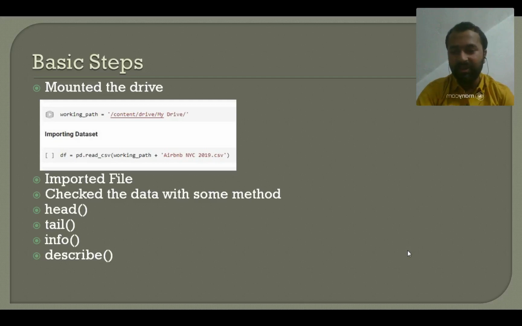Next, I imported the file. Then I did some basic sanity checks on the dataset like head, tail, info, describe. The head method gave the top five entries of the dataset. Tail gave the last five entries. Info gave how many columns and rows are present, and how many null values are present in that dataset. Describe gave the mean, the minimum value, the maximum value, and the values at 25%, 50%, and 75%. All these things were given by the describe method.